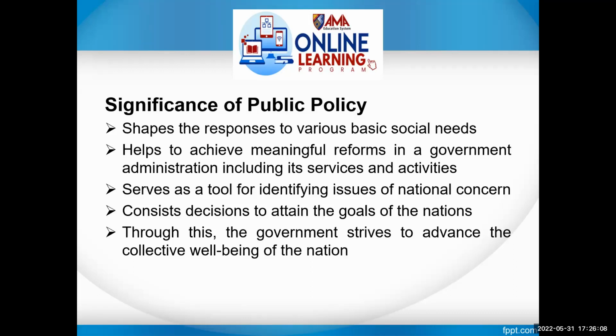Another significance of studying it is that it consists of decisions to attain the goals of the nations. So what are we achieving as a nation or other nations, for instance? So it helps them to focus their objectives or goals.